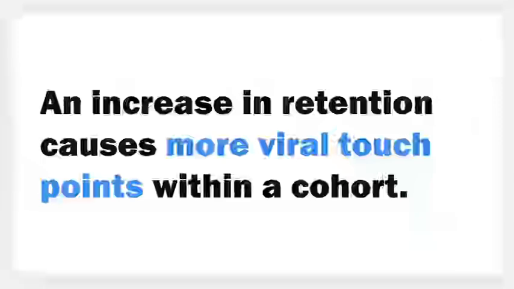The reason why is that an increase in retention causes more viral touch points within a cohort. So we can think about a product like Dropbox. The longer I retain a user, the more viral touch points I am going to have, the more opportunities that user is going to share a file or a folder with the user going through that viral acquisition loop. In a similar way, the more users that I retain within a cohort, the more viral touch points I have across that entire user base of that cohort, creating more users from that viral acquisition loop.